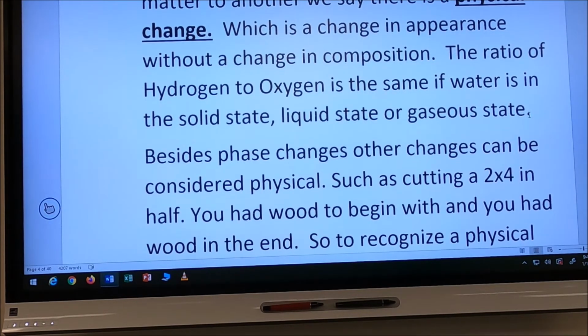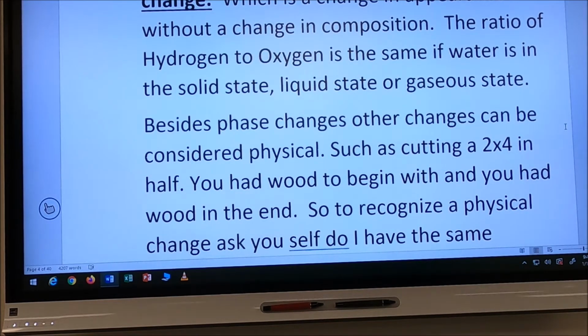When we see a change from one state of matter into another state of matter, we call this a physical change, because you have a change in appearance without a change in composition. Remember, composition is the makeup of the particle. There's a fixed ratio by mass, so the ratio of hydrogen and oxygen is the same in water if it's in the solid state, liquid state, and the gaseous state. So changing from the solid state to liquid state or liquid state to gaseous state would be a physical change.